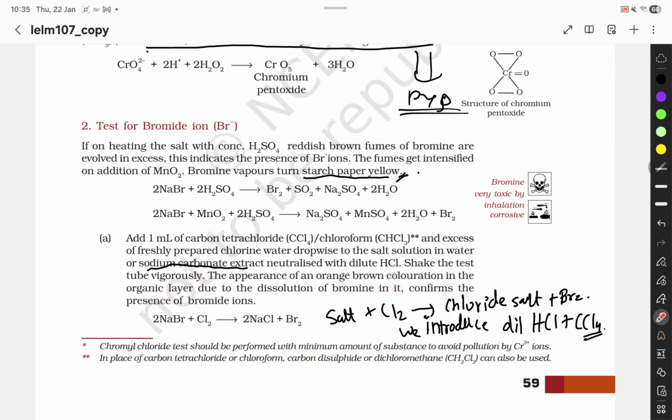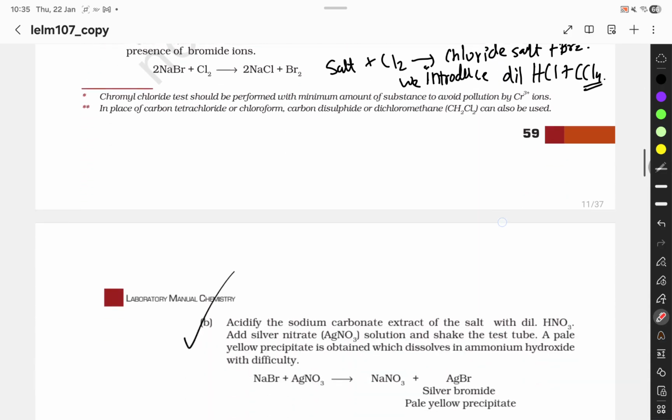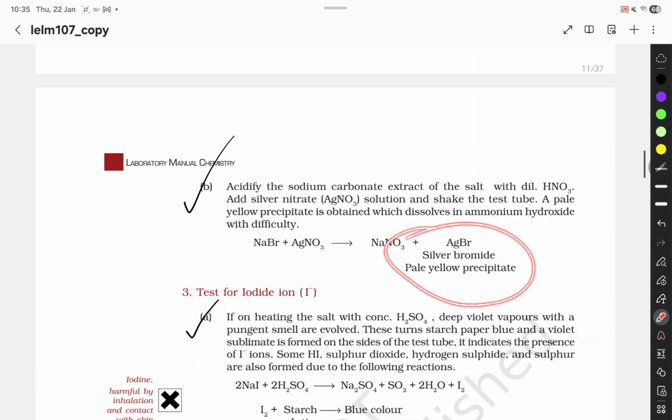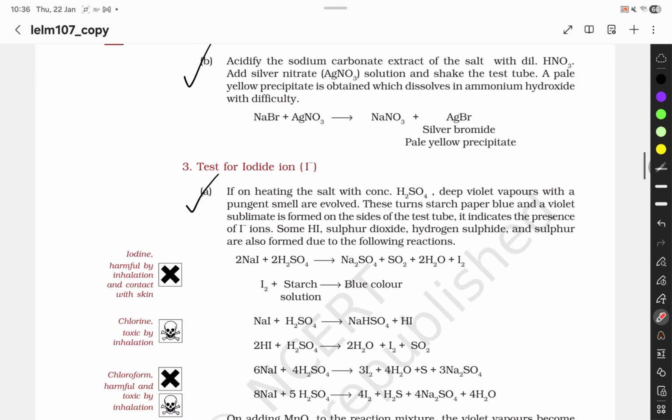Same thing, sodium carbonate extract. So how do you find this Cl2? It's not just available. You have to create it from chloroform or carbon tetrachloride. Then we know AgBr is pale yellow. For AgCl, it's white, like that.